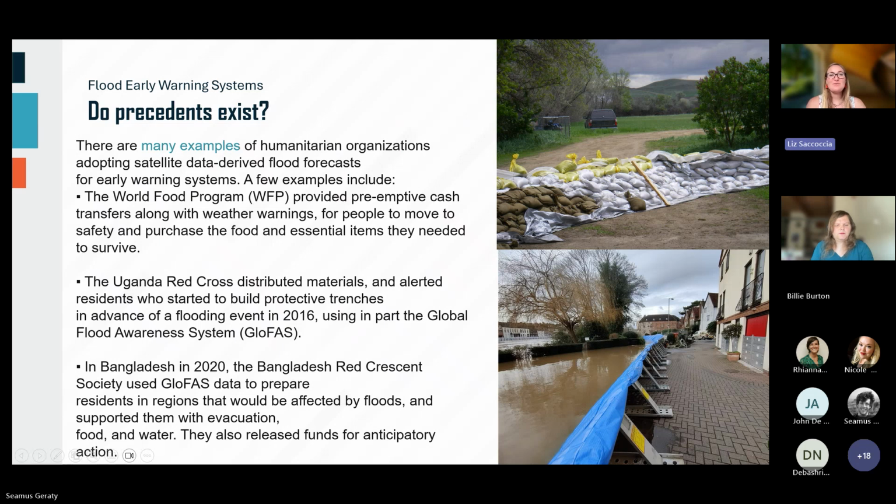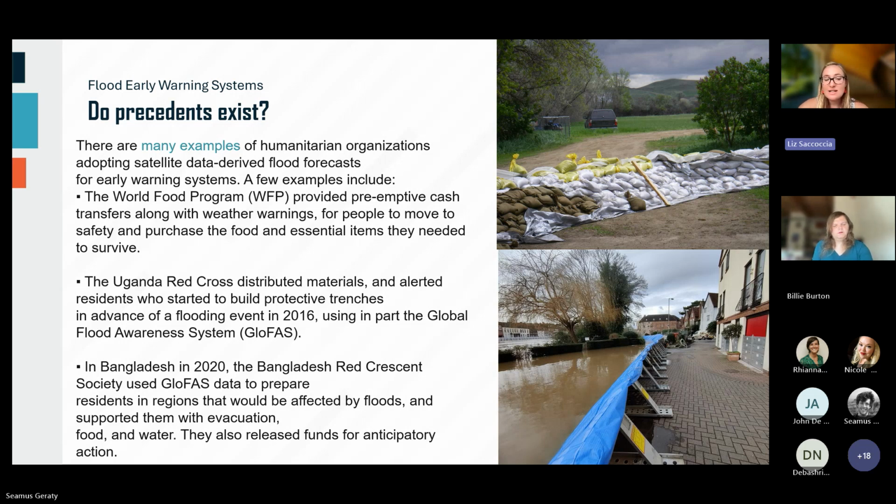Great. So the next question was, do precedents exist? And this is, are other humanitarian organizations using this for a similar use case? Have others already stress tested this? What has been their experience? And there's a lot of evidence right now that humanitarian organizations are using flood early warning systems to help people prepare for storms and help people respond. And some global early warning systems, some of their own, some working with governments.